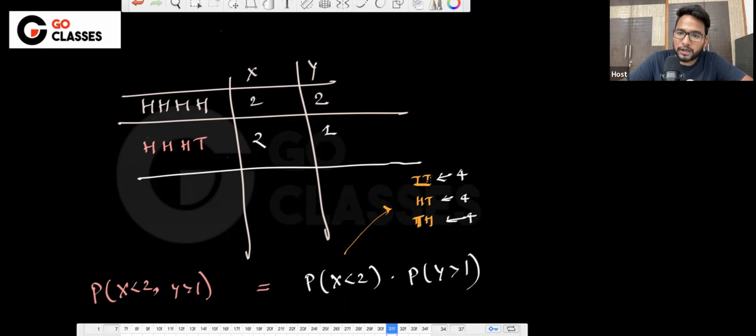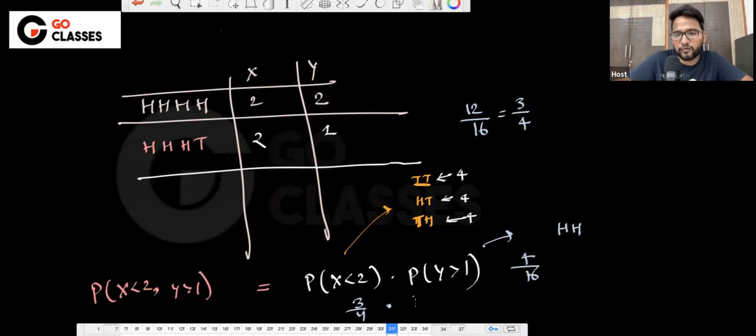So tell me the probability of these three. Out of 16, how many possibilities do you have where x is less than 2? 12 possibilities out of 16. So 12 by 16, which is 3 by 4. Here you will have 3 by 4 times the probability that y is greater than 1. Y greater than 1 means exactly equal to 2, so HH. Out of 16 you have four possibilities, which is 1 by 4. That's how you can calculate this.